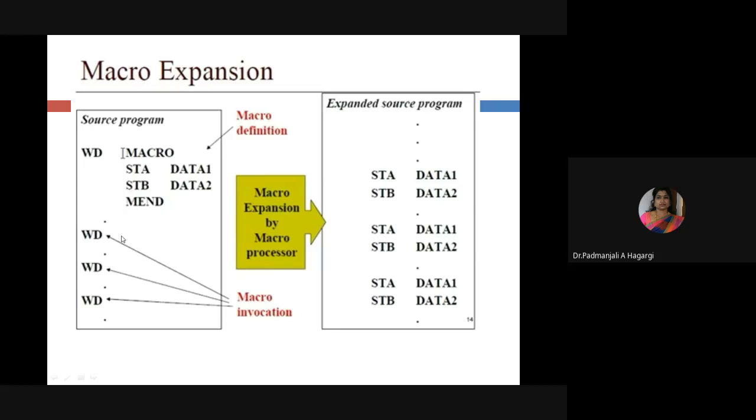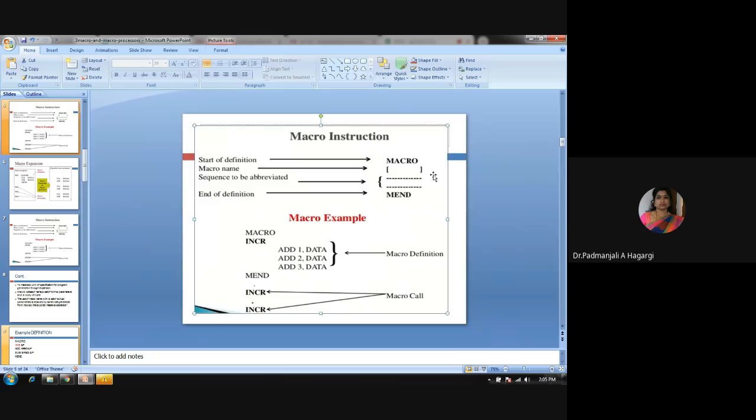Here it was called 3 times. The macro defined was called 3 times, so here it is expanded 3 times. The same is here also in this program. So the macro instruction, the body of the macro, is called 2 times. This is nothing but the macro call.